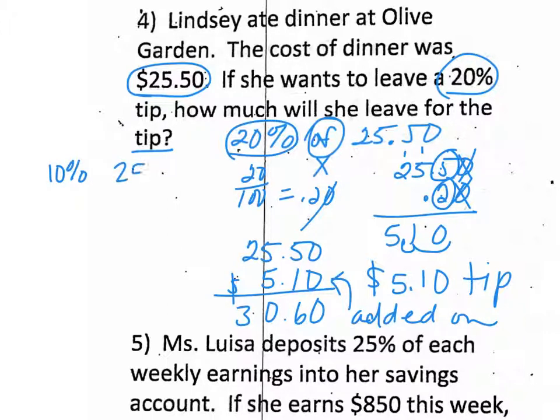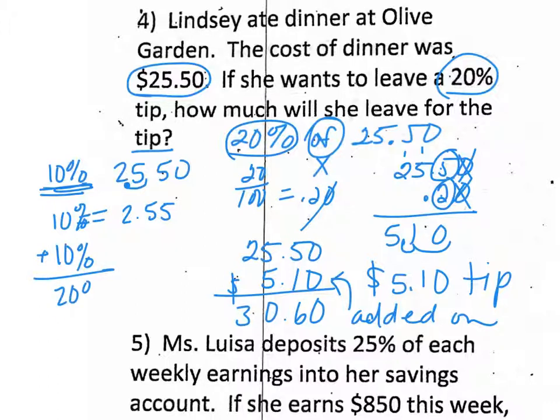If I have $25.50 and I want to know what 10% of a number is, I move that decimal spot 1. So $25.50, 10% is equal to $2.55. So if I wanted 20%, because 10% plus 10% would be 20%, I would add another one on. So this is one of those mental math tricks. You definitely need to know how to do it this way, but this way is also good too. It lets you know if it is reasonable.